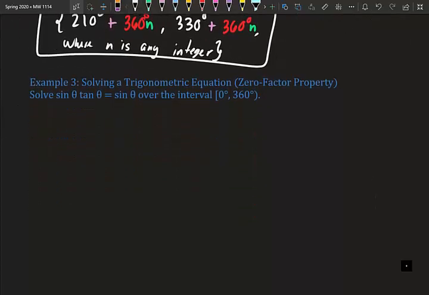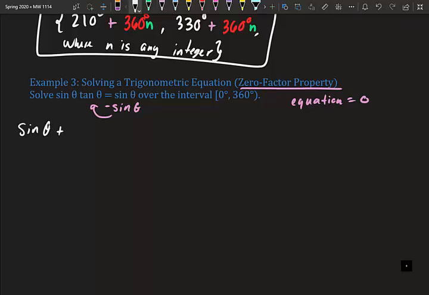Alright, solving a trigonometric equation using the zero factor property. We have sine theta times tangent theta equals sine theta over the interval 0 to 360 degrees. The zero factor property is when the equation equals 0. Every time you set the equation equal to 0, that's the zero factor property. So let's do that here. In order to do that, I'm going to subtract sine theta over. So we have sine theta times tangent theta minus sine theta equals 0.